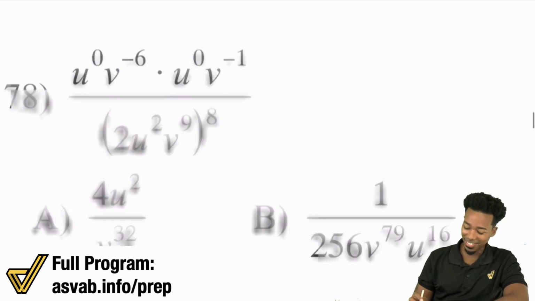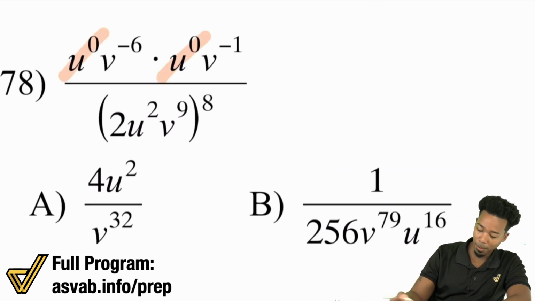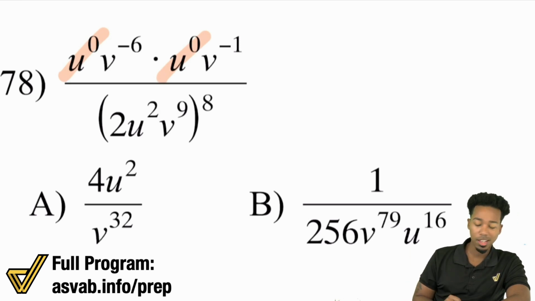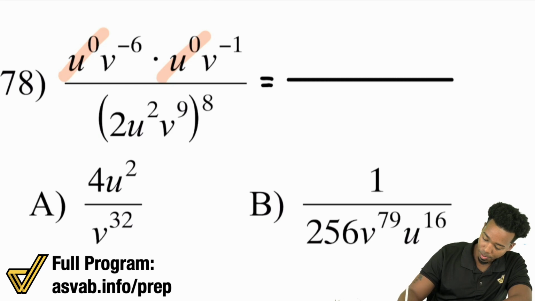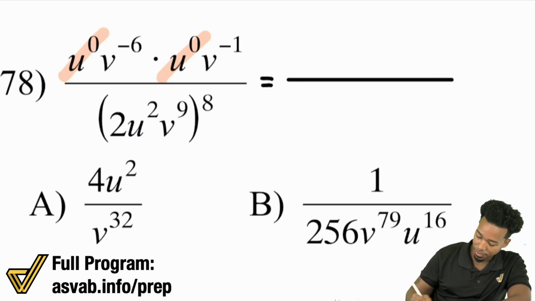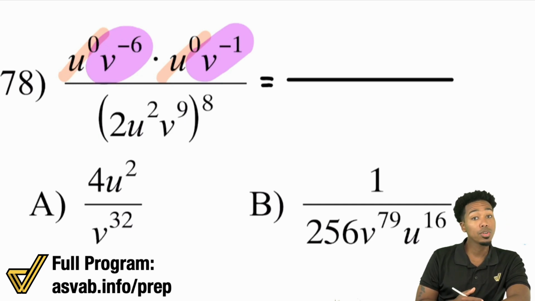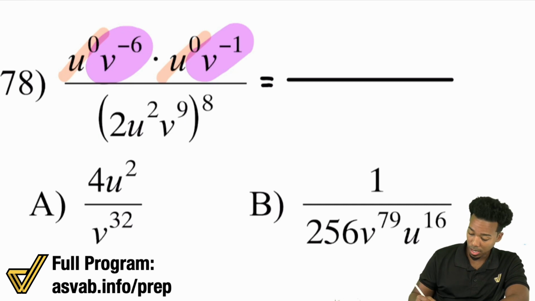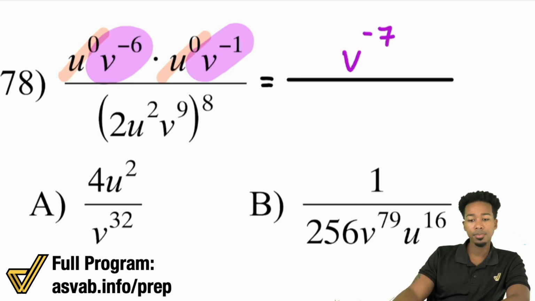So let's zoom in here. Let's see what we can do. I immediately noticed that we have a power of 0, a power of 0, so that's going to be nothing for us. We're good. And so what this becomes is we're just going to actually have v to the power of negative 6 and v to the power of negative 1. If we apply our product of powers, we add those exponents, and that's actually going to be v to the power of negative 7, because negative 6 plus negative 1 is negative 7.